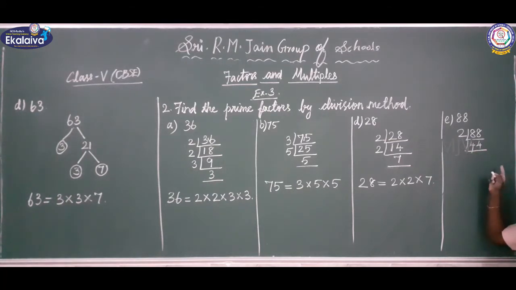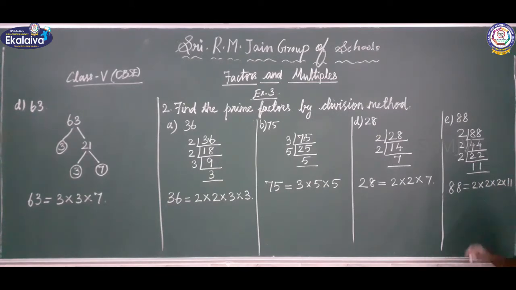Now we have to find the smallest prime factor for 44. Here 44 is an even number, so 2 is the smallest prime factor. Here in 4, 2 twos are 4, here also 2 twos are 4. Again 22 is an even number, so 2 is the smallest prime factor. Here in 2, 1 time, here 1 time. Here 11 is a prime number, so we got the quotient as a prime number, so we have to stop here. So the prime factorization of 88 is equal to 2 into 2 into 2 into 11.